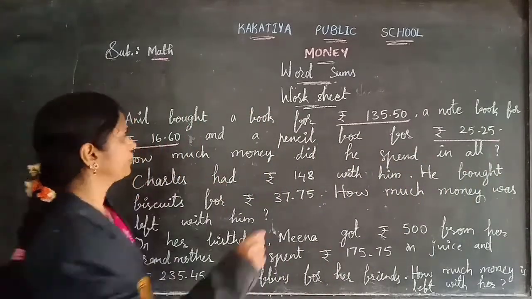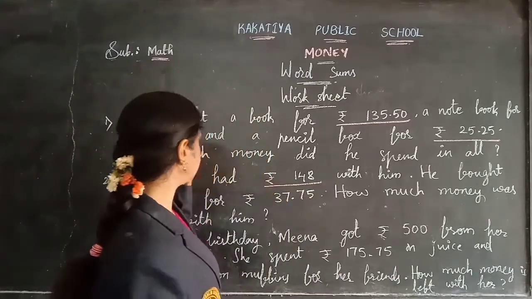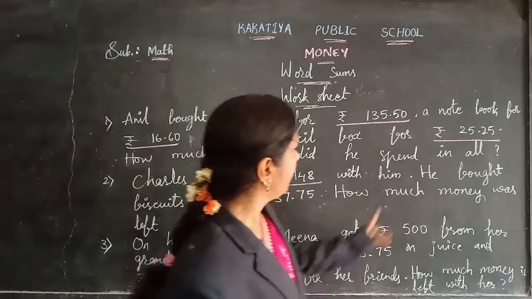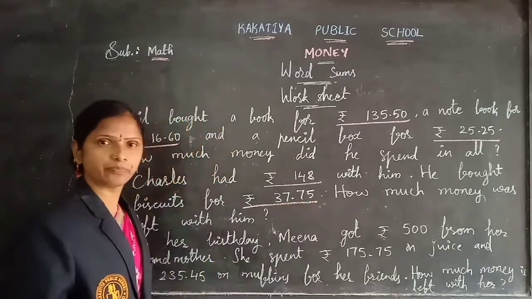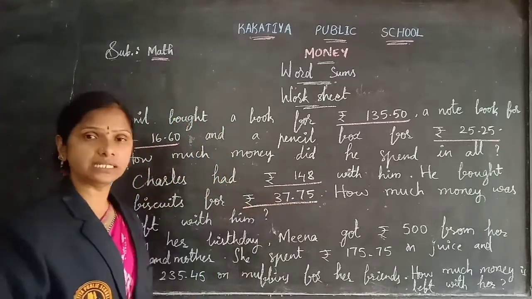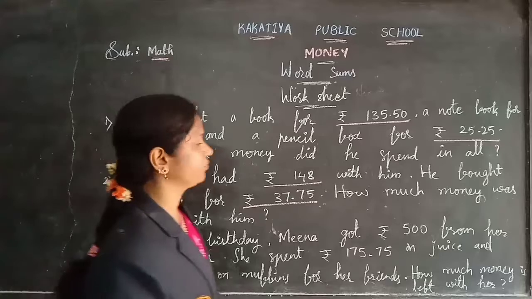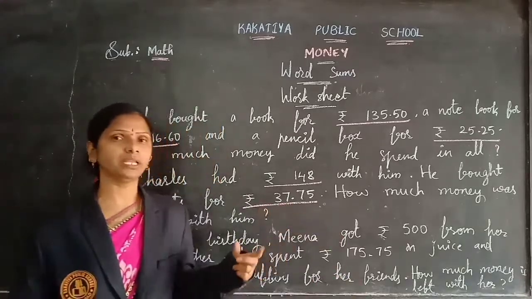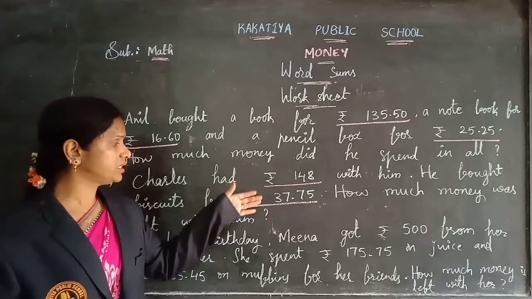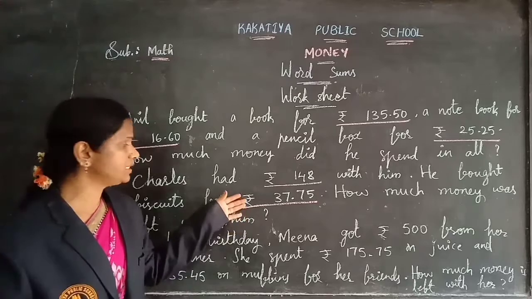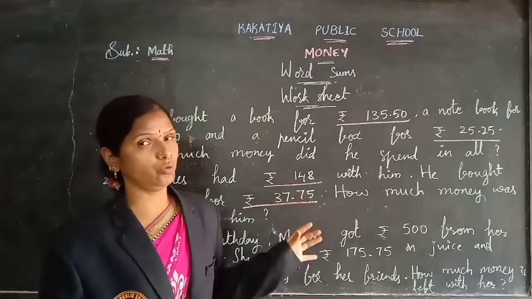Coming to the second problem here. Charles had 148 rupees with him. Okay, that boy Charles had this much amount with him. He bought biscuits for 37 rupees 75 paise. Means biscuits cost is 37 rupees 75 paise. How much money was left with him? After purchasing the biscuits, how much money is left? Firstly, he had more amount than the biscuit cost. Means from this amount he spent some amount for the biscuits. Okay, so some amount will be left. So what will be the left amount, you need to find.